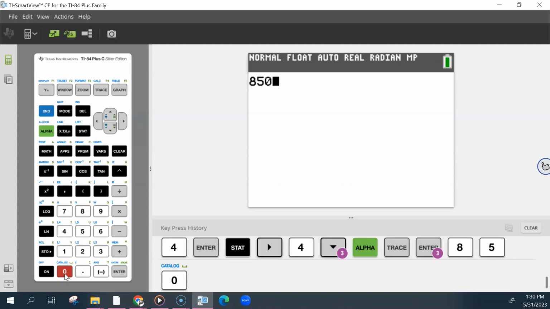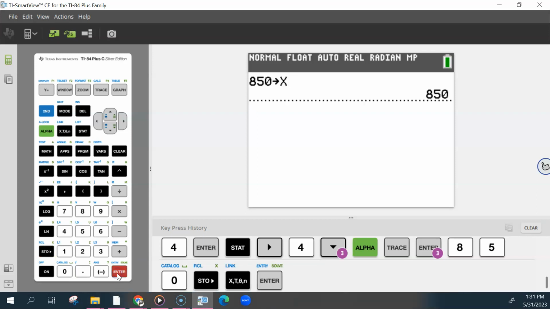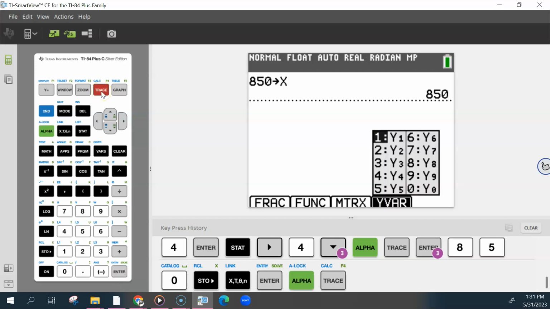From this screen, I'm just going to type 850. Did you just click enter and then 8? I just typed it in. I didn't even change that screen. It just changed it for me. And then I'm going to hit the STO button above on, and then X, and then enter. And now 850 is stored in for X. And I want that value in the equation I stored. So I'm going to go back and hit alpha trace. We stored it in the first one, so hit enter twice.